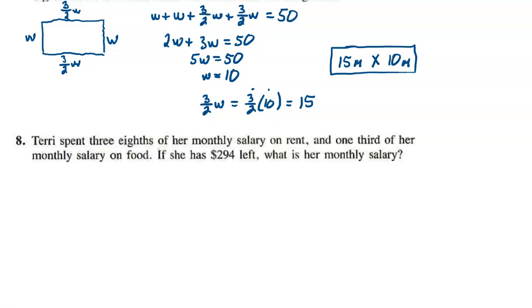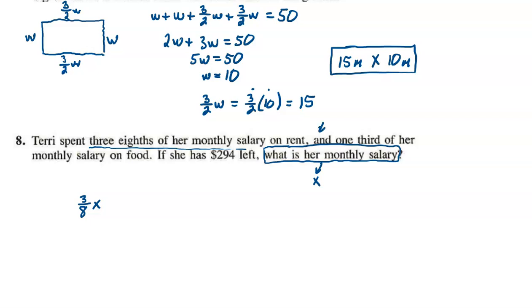Now number 8. Terry spent 3/8 of her monthly salary on rent and 1/3 of her monthly salary on food. She has $294 left at the end of the month. Question: what is her monthly salary? We don't know what this value is. It's unknown to us. Let's choose a variable to represent it, such as x. Now it says Terry spent 3/8 of her salary on rent. So she has spent 3/8 of x.